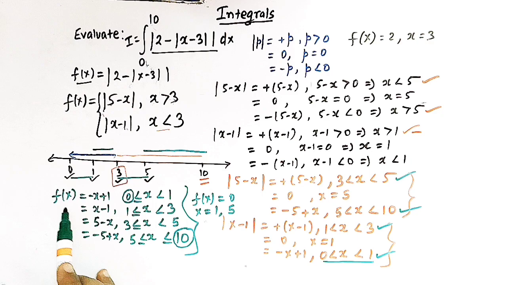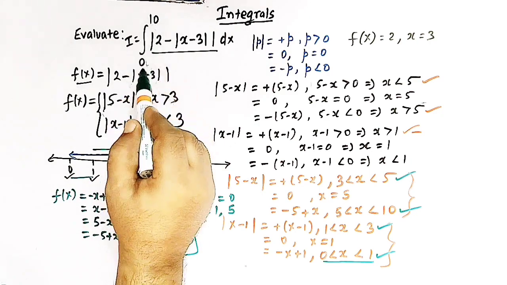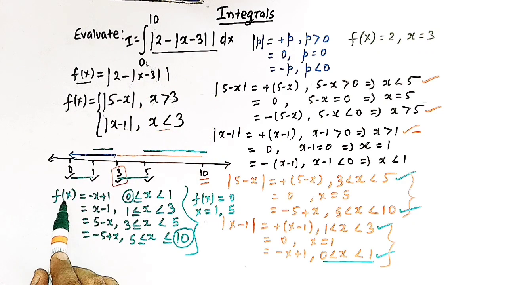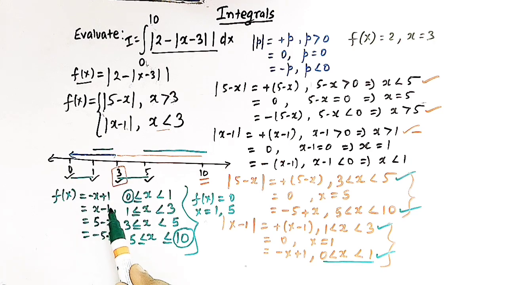have defined f of x as a piecewise function within these two limits, that is 0 to 10. So we have confined f of x within 0 and 10, and f of x has 4 parts, including f of x is equal to 0 when x is equal to 1 and x is equal to 5. So now we are in a position to evaluate this integral I.